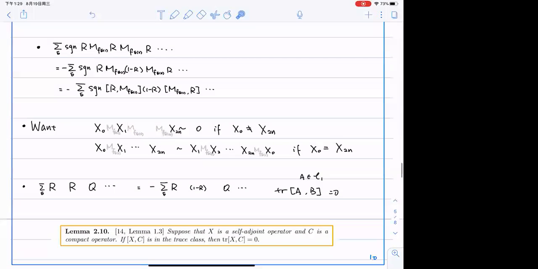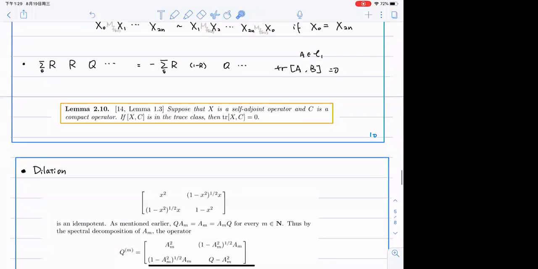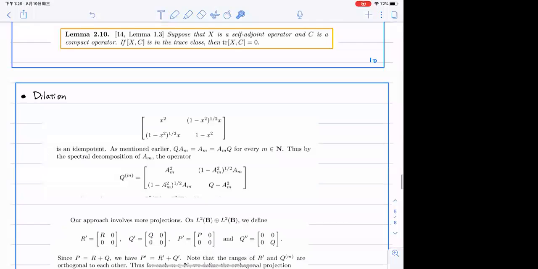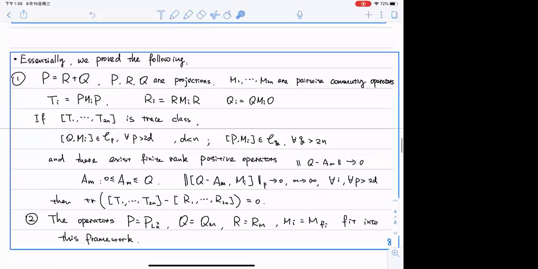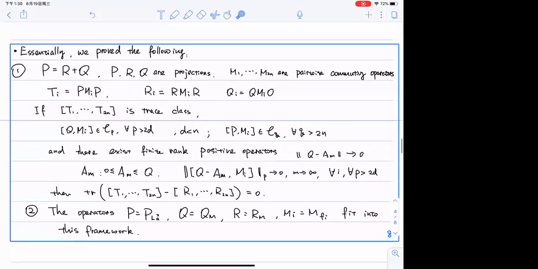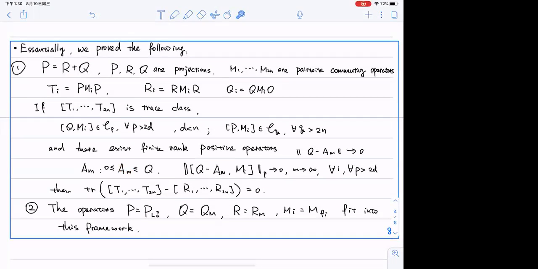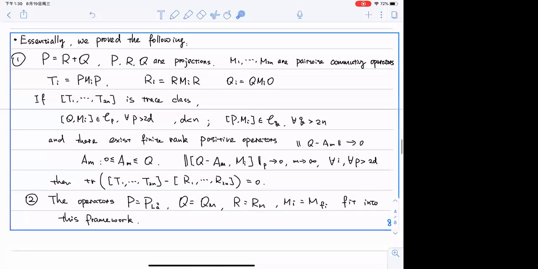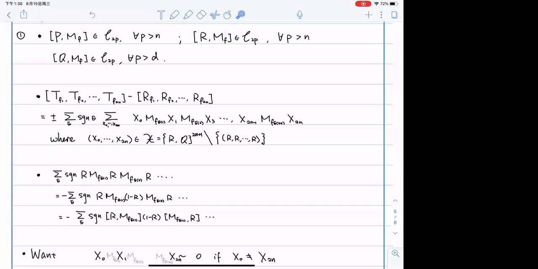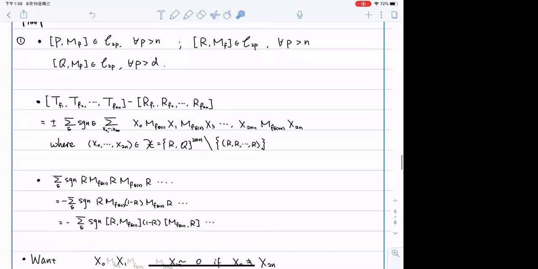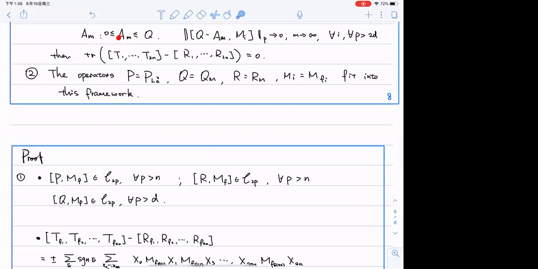So this is the first ingredient we put in our proof. The second part is dilation. Remember in our setting, we used finite rank operator approximation. But one problem is that your operator is not necessarily a projection. The basic idea is just to replace Q with an operator and do approximation. But the problem is that it is not a projection.